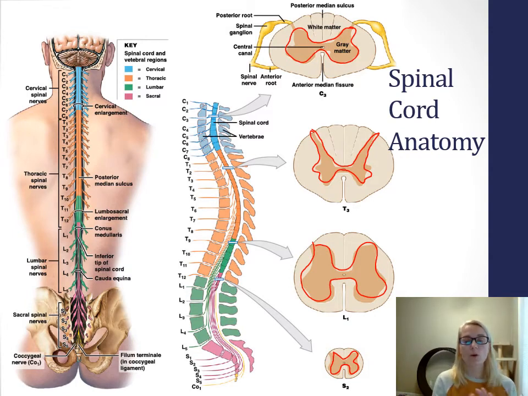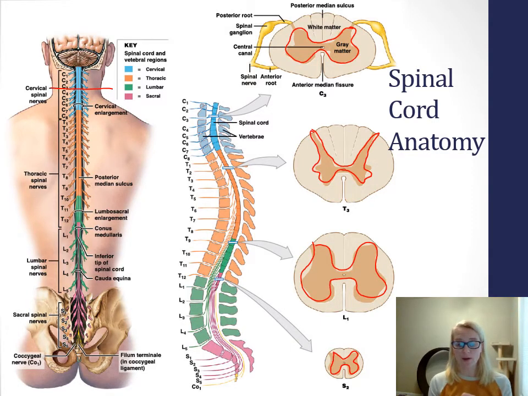So the major organization of this gray matter and white matter is that the gray matter is centralized, surrounded by the white matter on the outside. That's going to be reversed for the brain, so just keep that in mind. In this first diagram, a transverse section through the cervical, so C3, they're taking a section right through here, C3 of the spine.